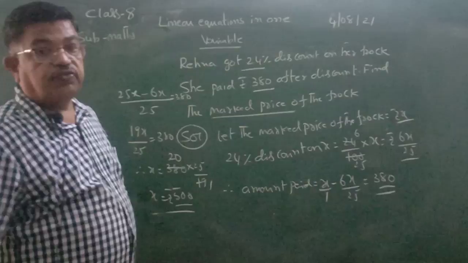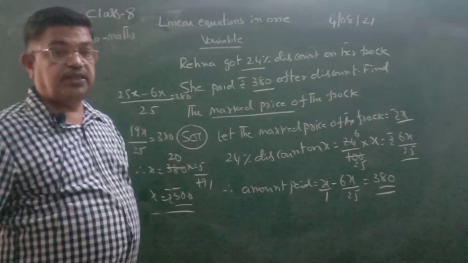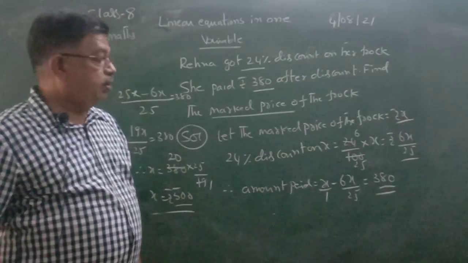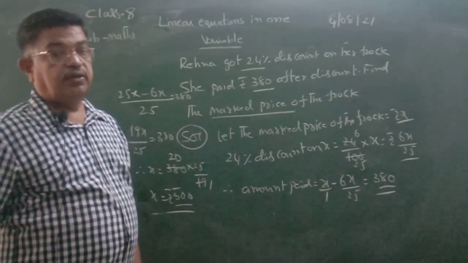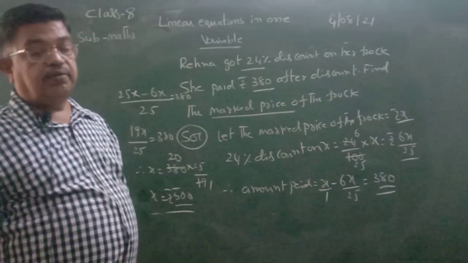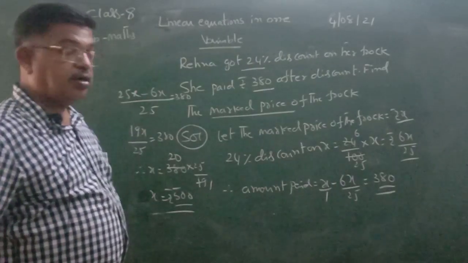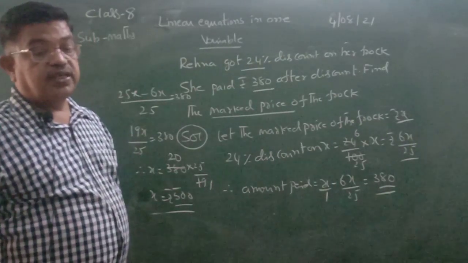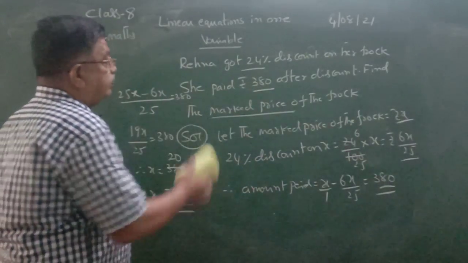From the market price, if you subtract discount, you will get the amount that is paid, that is the selling price of the shopkeeper. So the shopkeeper sold the frock for rupees 380 after giving discount. So Rehana paid rupees 380, but we want to find what is the market price of the frock. We got the market price of the frock is rupees 500. I think you followed this.